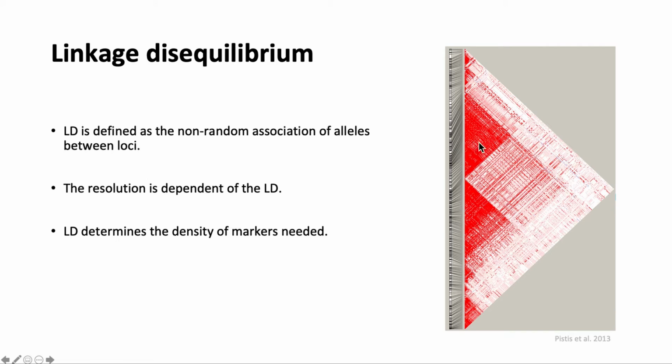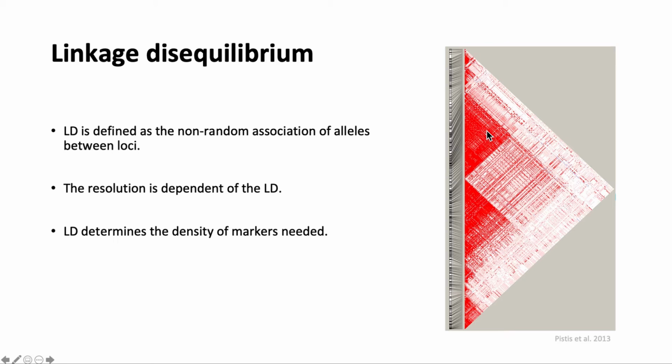So in these red sections, the correlation between the markers is strong. That means that there is not a random segregation of the markers that are in those blocks. So when there is a high LD, all the markers in this section of the picture tend to segregate together in most of the cases.